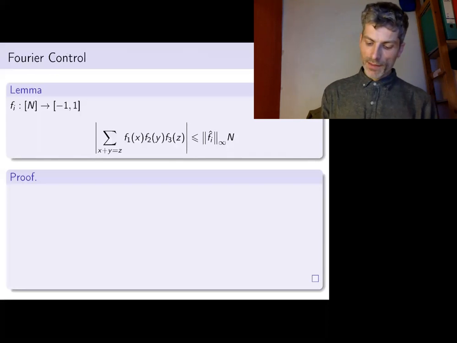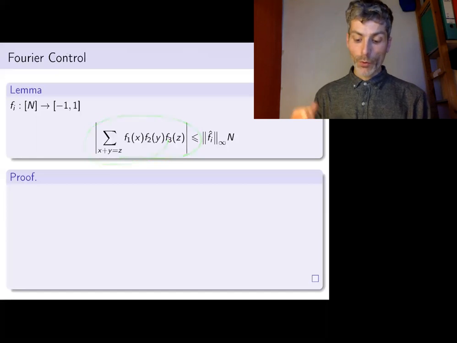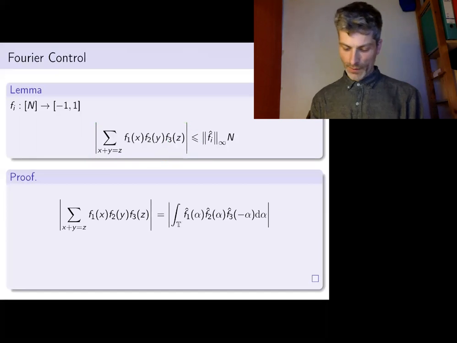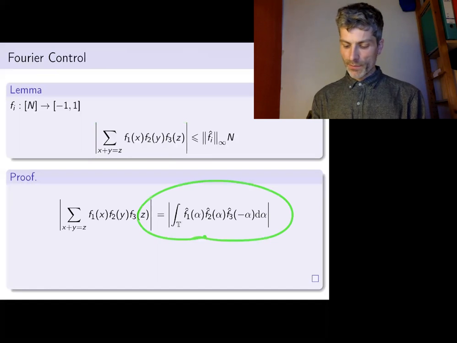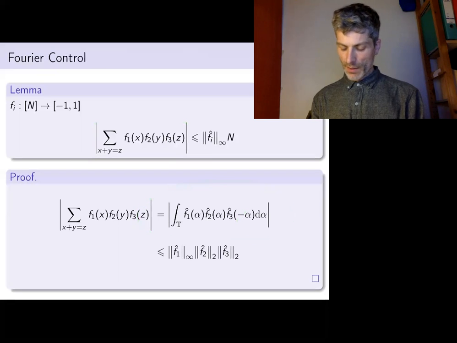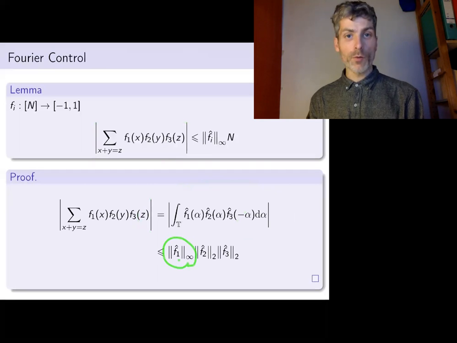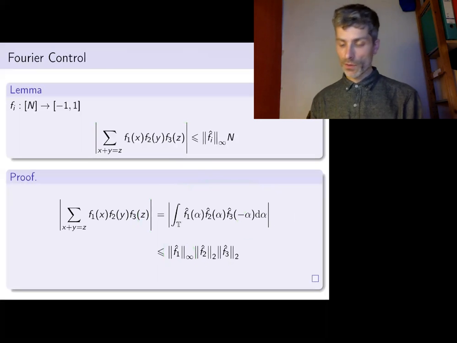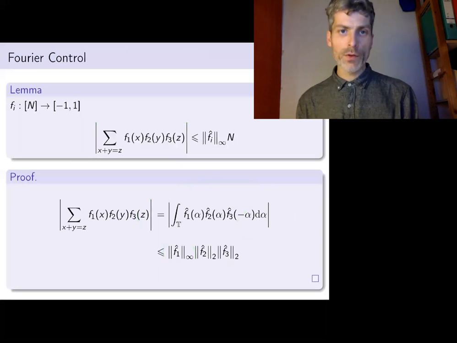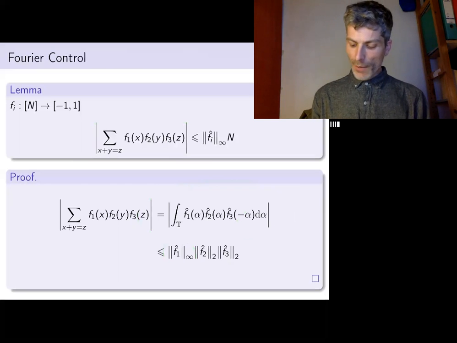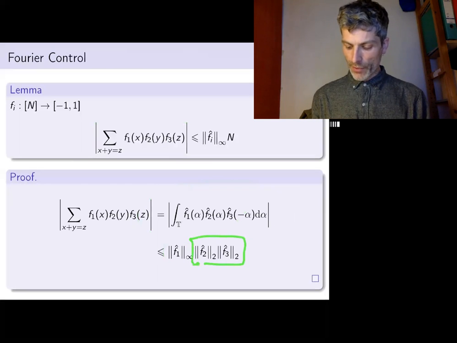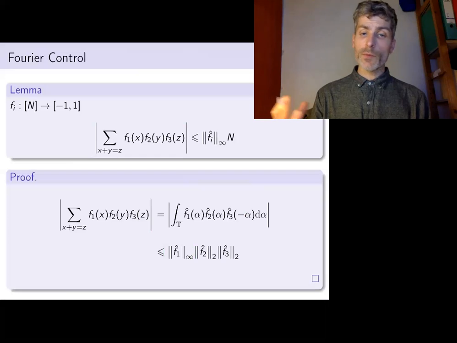Okay, so we hit this summation with the orthogonality relations. And now we just apply Hölder's inequality to the integral. So we extract the L infinity norm of the Fourier transform of the first function and the L2 norm of the Fourier transforms of the second and third functions. How do you bound the L2 norm of a Fourier transform? Use Parseval's identity, which is really just another instance of the orthogonality relations.